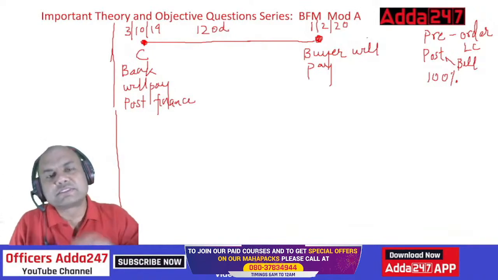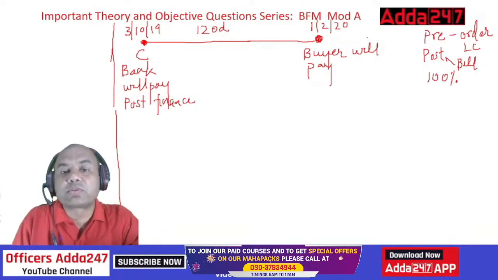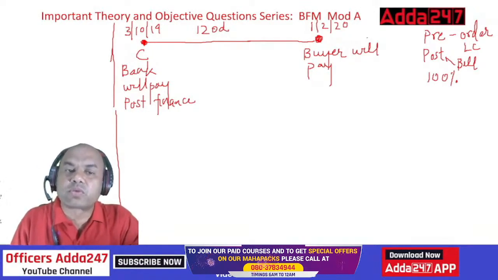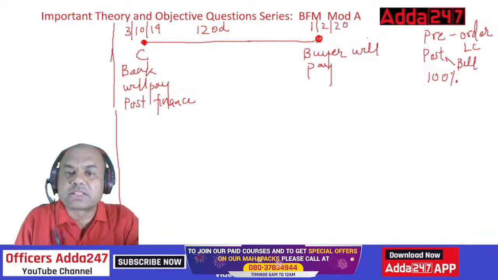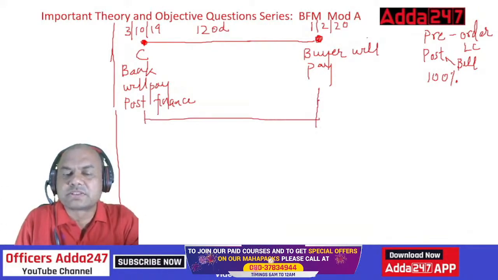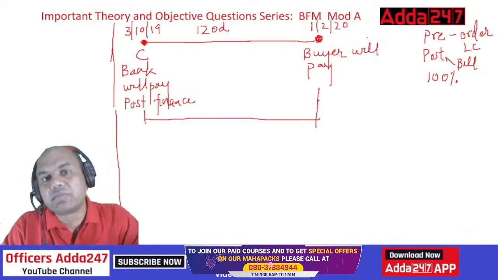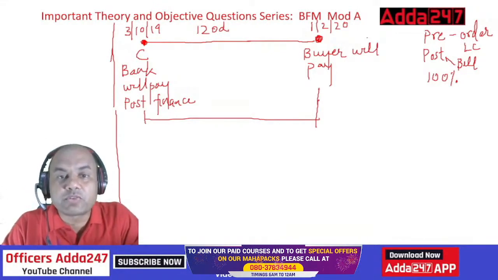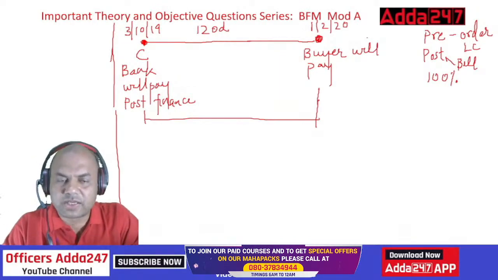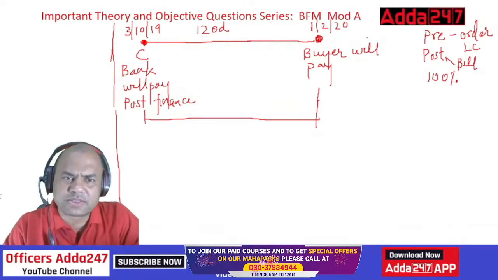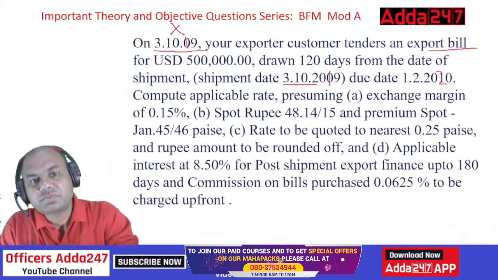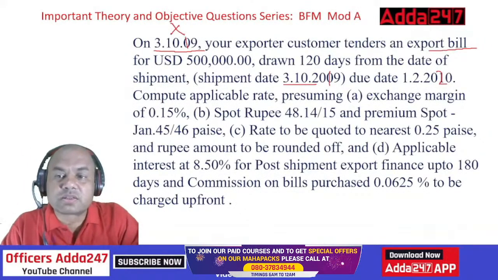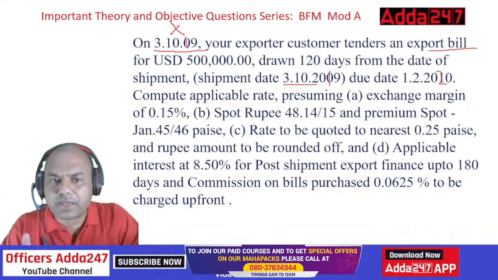So finance is given up to what days? Will it give up to lifetime from 3/10/2019? No, it will give up to this gap only. This is the only gap for which the bank will finance, because in bank we have need-based finance. Whenever there is a requirement of finance, only at that time we finance. Otherwise why should we finance? Simple. So now, on 1/2/2020, the buyer is going to pay.